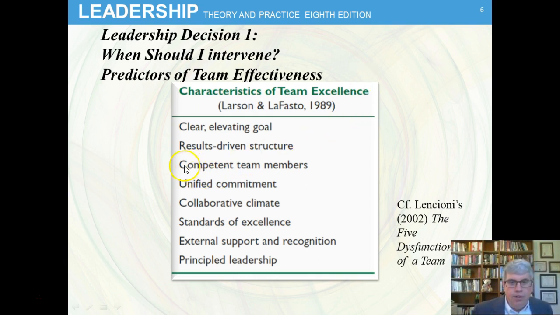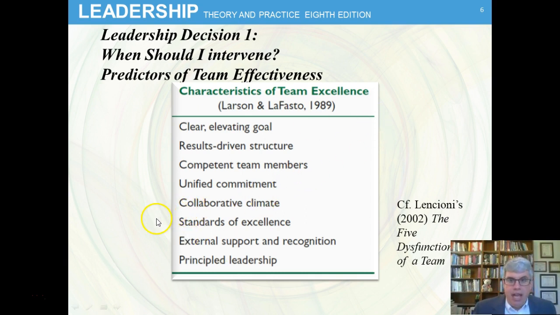You need a unified commitment to the goal, and so the leader needs to work so that everybody gets behind this goal that is being proposed. You need to have a collaborative climate. Collaborative means people are working together to achieve that goal rather than trying to get things for themselves, to compete against each other to get their own glory or their own achievements accomplished.